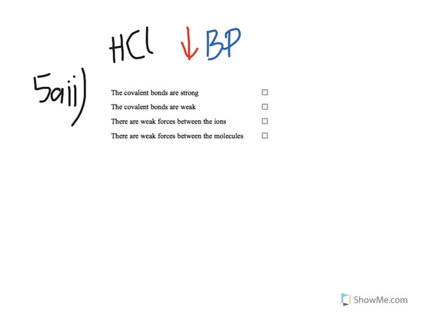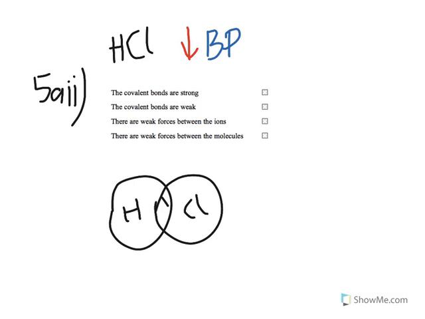Okay, so question 5A2 is saying hydrogen chloride has a low boiling point. Put a cross in the box to show the reason for this. So the first thing it says: the covalent bonds are strong, the covalent bonds are weak, there are weak forces between the ions, there are weak forces between the molecules. Now what determines boiling point? Okay, so like let's say we had HCl, so this is our HCl molecule.